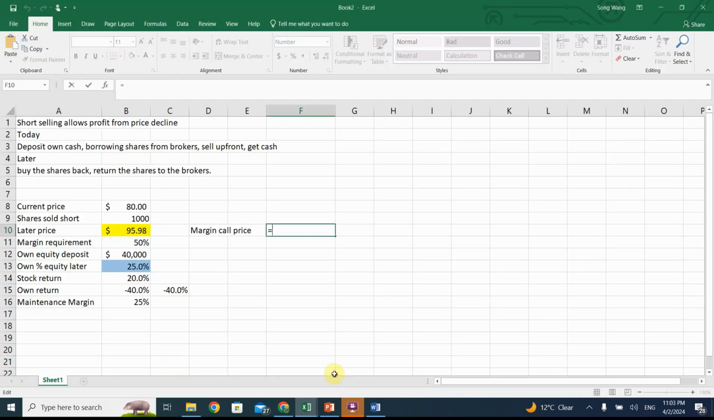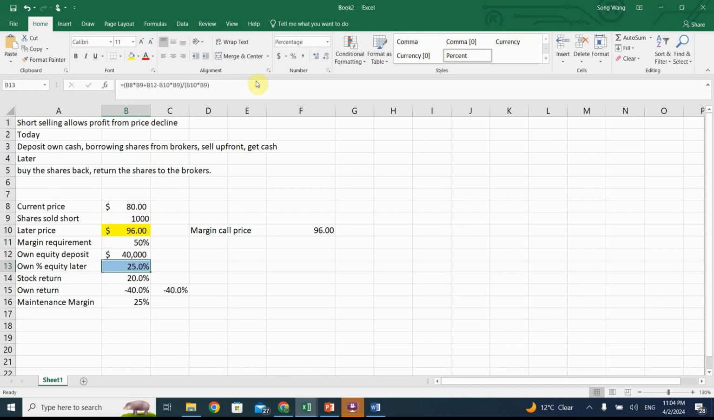And if I just use a mathematical formula, if you follow my way, that's going to be much easier. You will need to use the $80 price times 1 plus the margin requirement of 50%. That means you're going to get 150% of $80 up front, so that's $120. Then you divide it by 1 plus the margin requirement of 25%. Sorry, that's called a maintenance margin. So this is how you get the margin call price. And if I put $96 right here, you can see the result is actually more accurate to 25%.